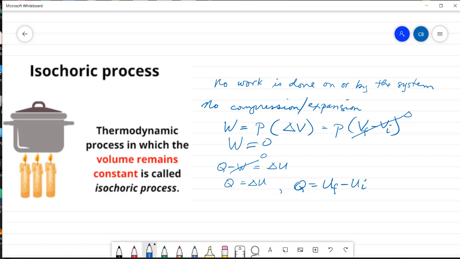So in this case, all heat is used to increase or decrease the internal energy of our system. An example of this process is the rise in pressure and temperature produced by the transfer of heat into the substance in a container that cannot expand.